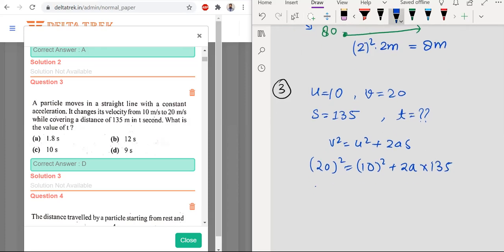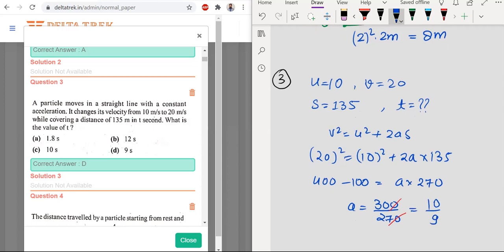So see, it will be 400. This 100 will be negative, so this will be minus, is equal to 2 into a into 270. So if I consider a, by subtracting, 400 minus 100 will become 300 divided by 270. So if I see, 0 will get cancelled and this can be divided by 3 also. So it will be 10 by 9. So this will be our acceleration.